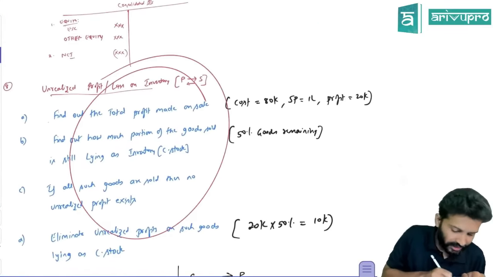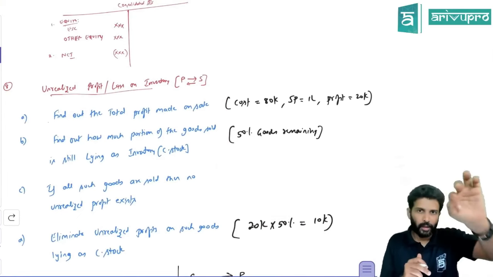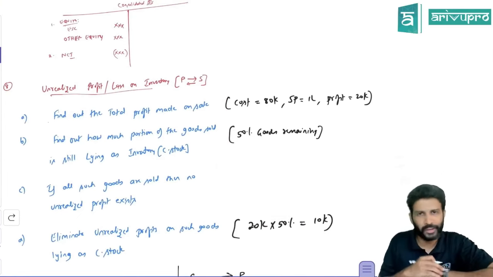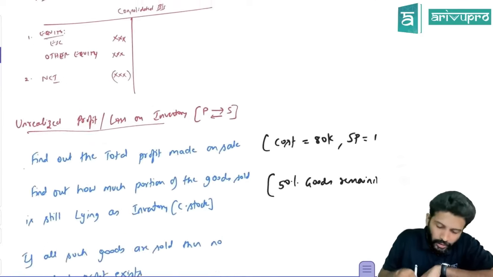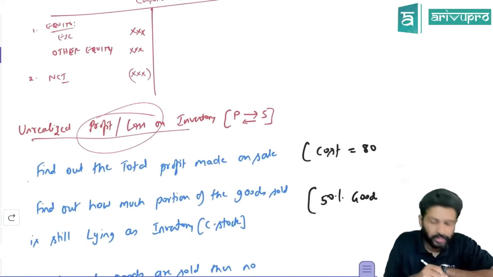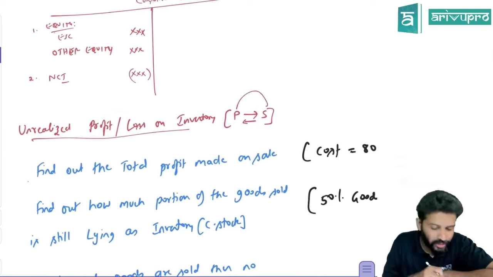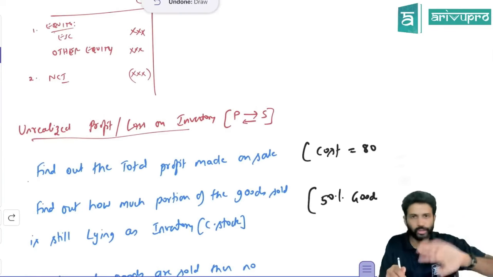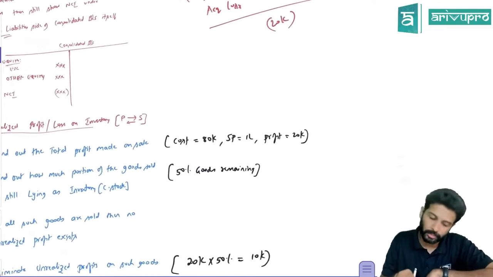Another adjustment which can come in consolidated balance sheet is unrealized profit or loss on inventory. What is this? Let's take an example and try to prove it. This also can be easily fitted into the consolidation questions. This unrealized profit on inventory calculation can come under two scenarios: when the parent has sold goods to subsidiary, or when subsidiary has sold goods to parent. Under any of the scenarios, it could come. So let's take some numbers and try to understand what this point is about.